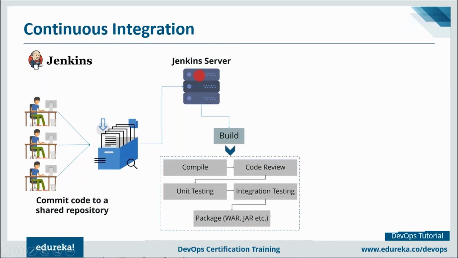So this Jenkins, what it'll do, it'll trigger a build the moment any developer commits a change in the source code. And build includes compiling, code review, unit testing, integration testing, packaging, and everything. So I hope you're clear with what is continuous integration. It is basically continuously building your application. The moment any developer commits a change in the source code, Jenkins will pull that code and prepare a build.